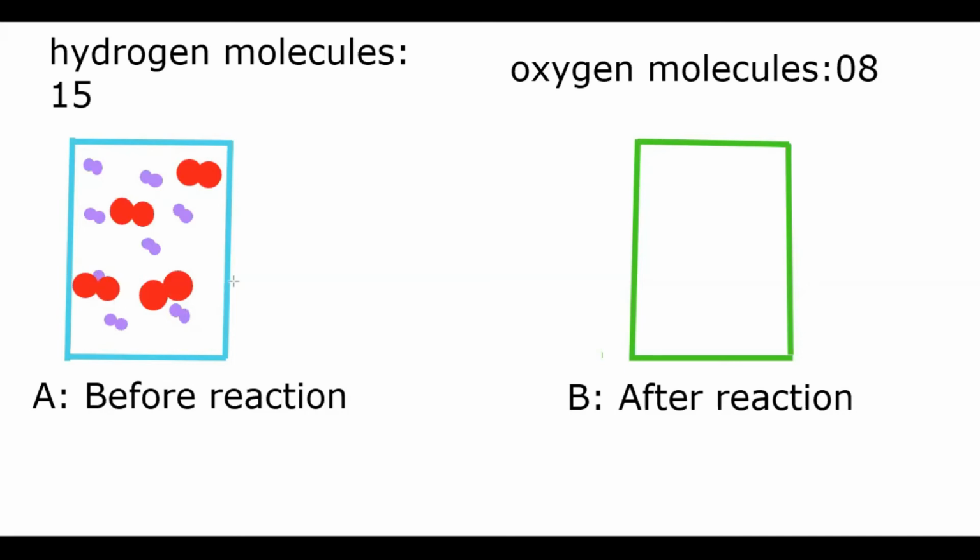Now I'm going to tell you what happens after the reaction. These ones are the oxygen molecules, and these ones are the hydrogen molecules. In this chemical reaction, as I told you before, the initial weight of the reacting substances is equal to the final weight of the products. To help you understand, I'm going to fill the B jar and see what happens after the reaction. We are going to verify and prove it by filling the after-reaction jar.